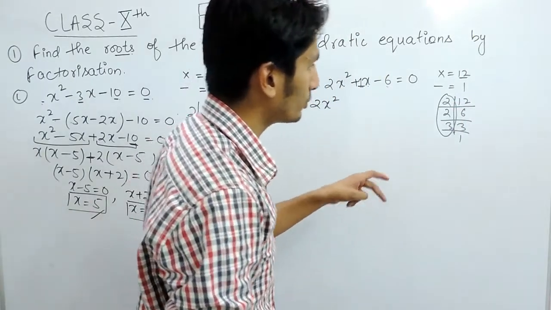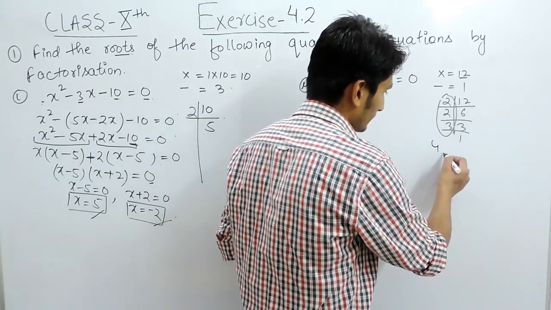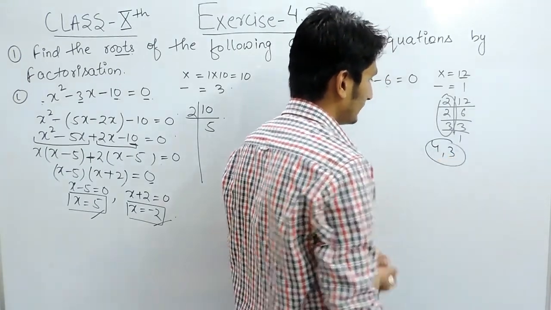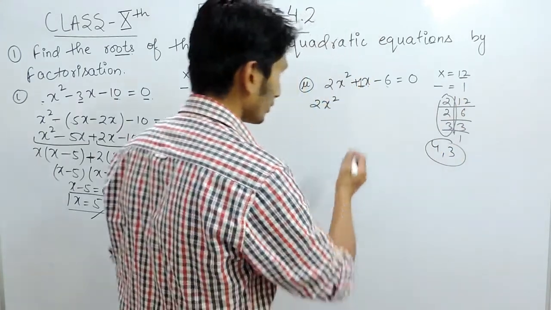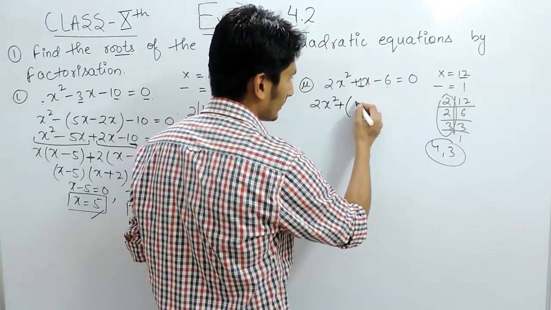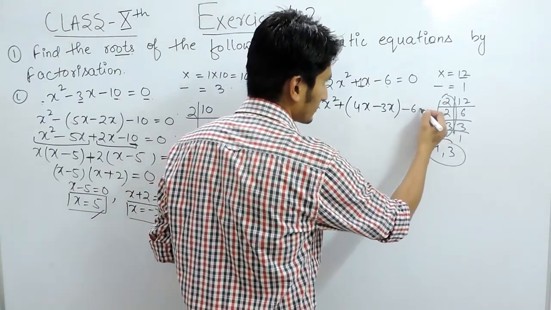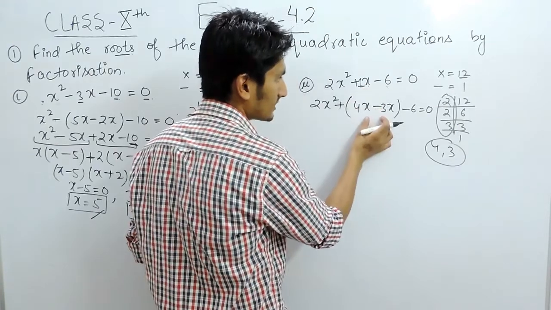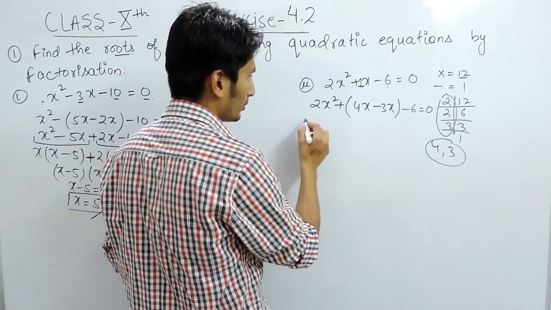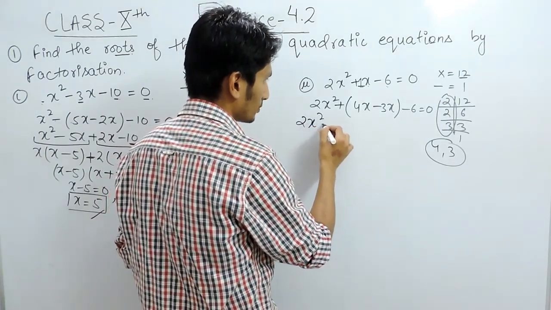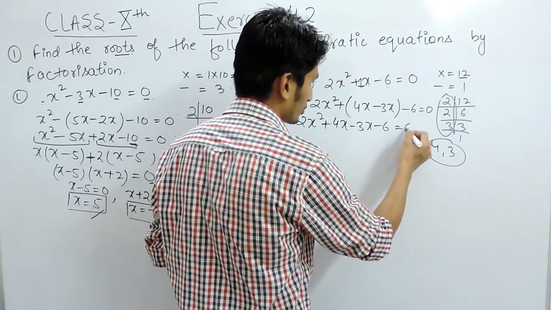Now you can take any two. Let's take 4 and 3. So this is the first pair. Obviously their multiplication is equal to 12 and their difference is 1. So this can be split into this minus this, and minus 6 will remain as it is. This is split into 4x minus 3x. Now you can open the bracket. So this will be 4x minus 3x minus 6 equals 0.